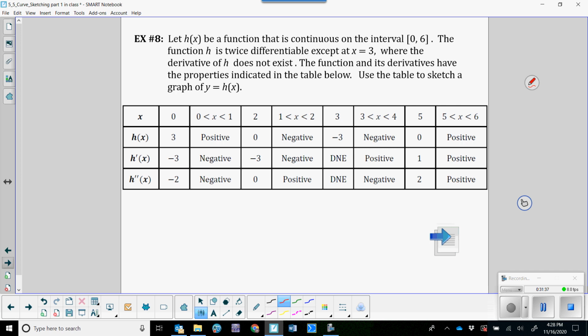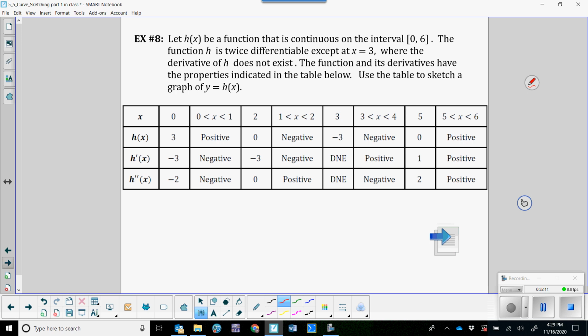In this example, we're going to look at a table that gives us a bunch of information about h, h prime, and h double prime. Then we're going to use this table to sketch what's going on for our function. I want to look through and make some notes in this table, and then we'll graph it. When x equals 0, we know that h of x is 3, so we'll be able to actually put a point there.